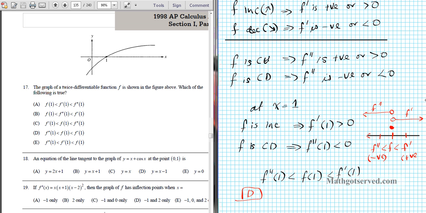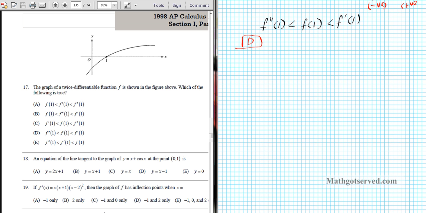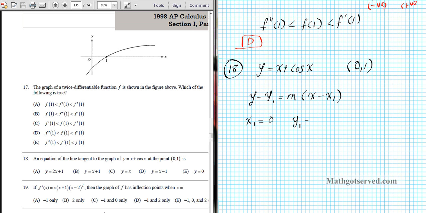Okay, let's move on to number 18. It says an equation of a line tangent to the graph y equals x plus cosine x at the point (0, 1) is. So remember in algebra, the equation of a line in point-slope form is y minus y1 equals m times (x minus x1). So we know that x1 is 0 and y1 is 1. So all we need is m. So m is question mark. We have only a point.